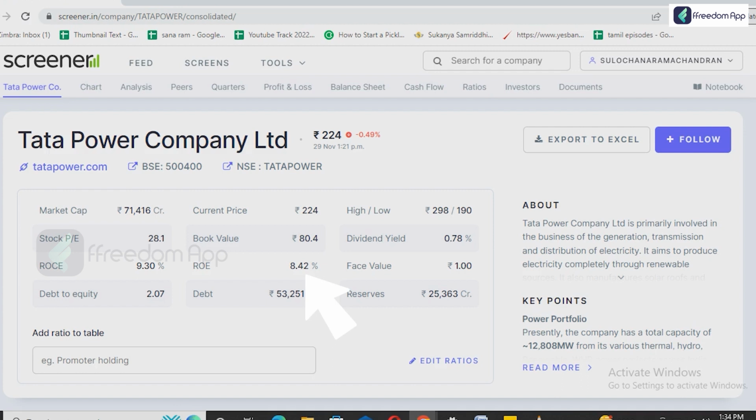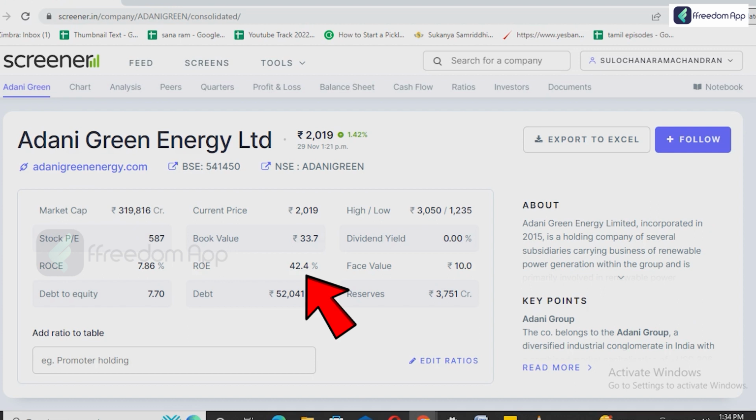If they are not using it in the right way and if the company is not performing well, then it will be low. So Tata Power Company Limited's ROE, which is return on equity, is 8.42. But speaking about Adani Green Company, it's 42.4%, which means ROE is more on Adani Green Energy Limited. Speaking about Adani Green, they have debt, but they won't be able to pay the full amount, but they have to pay the interest.